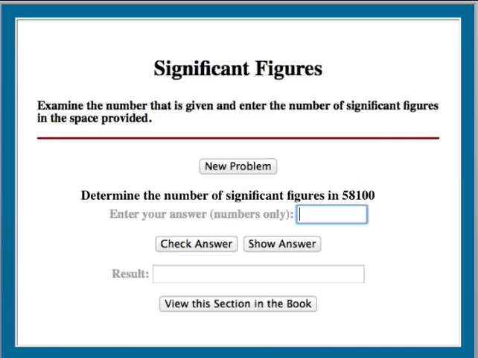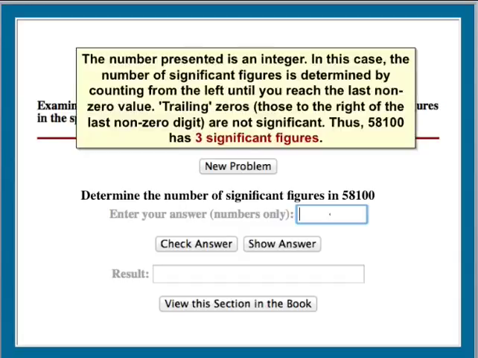How many significant figures in 58,100? Step 1, there is no decimal point, is there? Therefore, our trailing zeros are going to disappear. We're left with 3 significant figures.